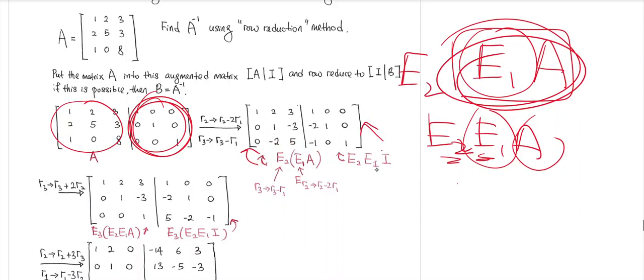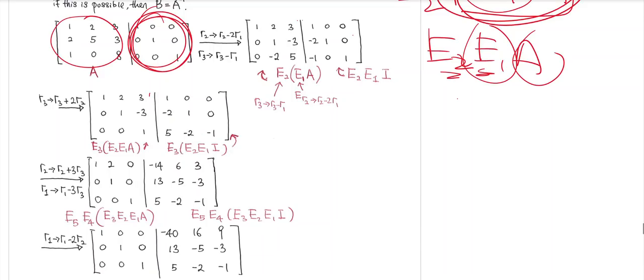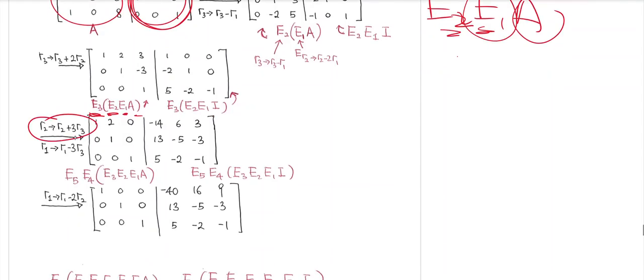Then you do a row operation on this E2 E1 A, and you do the same row operation on this E2 E1 I. Let's call the elementary matrix that corresponds to that row operation E3. So you're hitting this with E3, and this with E3, because you do one row operation on each. Therefore, this matrix here is E3 E2 E1 A, and this matrix here is E3 E2 E1 I.